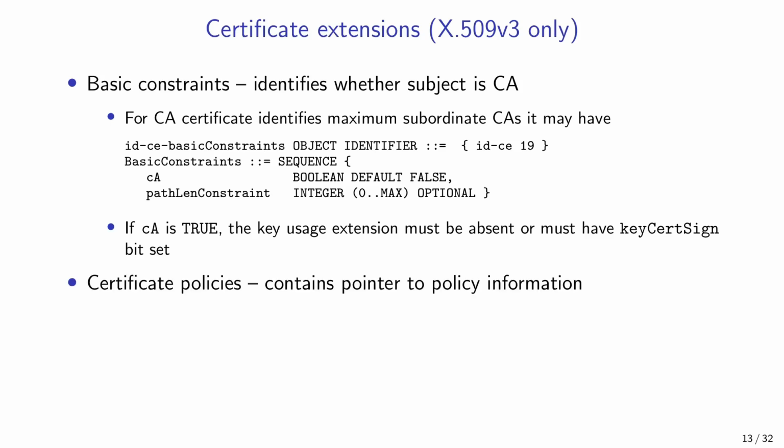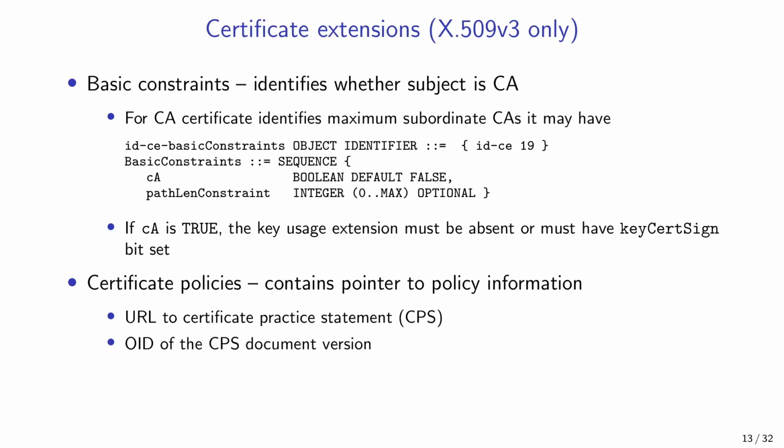The certificate policies extension contains a pointer to policy information. This extension can contain a URL to the certificate practice statement, specify the object identifier of the document version, or contain an explicit notice text. The idea is that each CA has to maintain a detailed document specifying the procedure of how the identity of the subject is verified, the limitations for certificate use, and so on. These certificate policies are legally binding contracts between the CA, subject, and relying party.